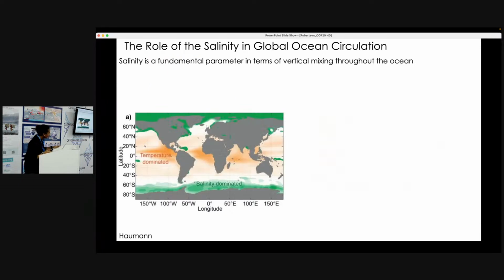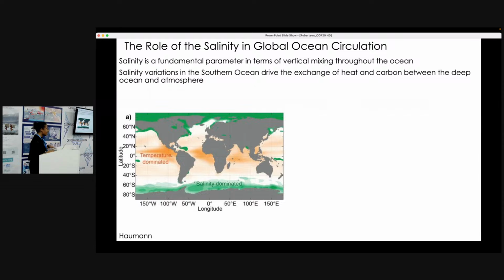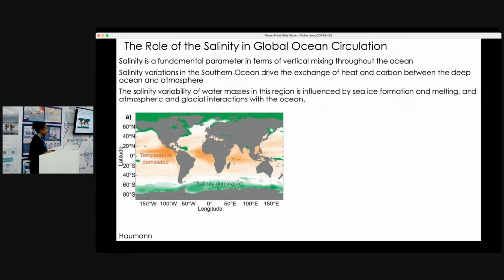Okay, we're back. So talking a little about the role of salinity in terms of global ocean circulation, salinity is a fundamental parameter in terms of vertical mixing throughout the ocean. And salinity variations in the Southern Ocean are what drive this exchange of heat and carbon. The salinity variability of water masses in the Southern Ocean is primarily driven by sea ice formation, sea ice melting, as well as glacial melting, as well as other atmospheric and glacial interactions with the ocean.